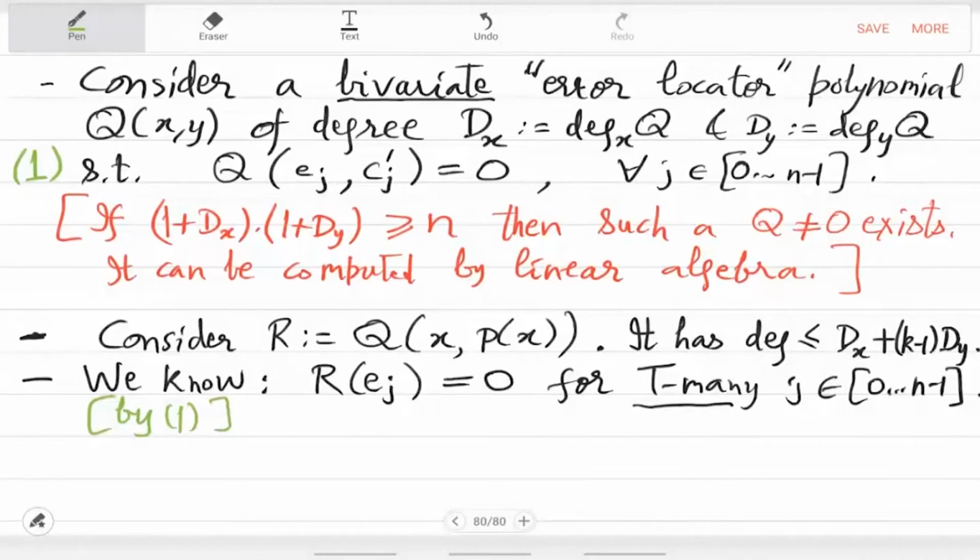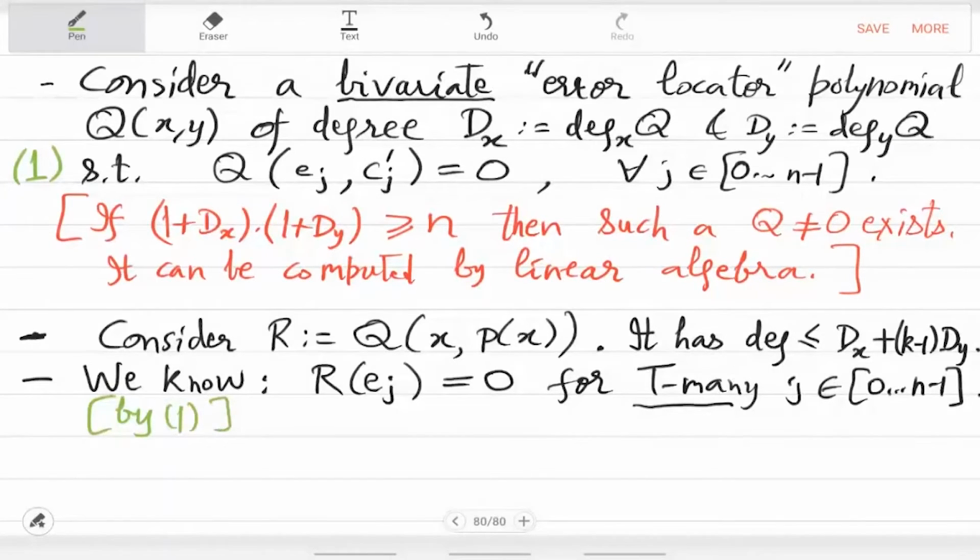So from that equation, r(e_j) you can see is q at (e_j, p(e_j)), but p(e_j) is the value that Bob received. So by construction of q, this is true. So for t many values, r is vanishing.